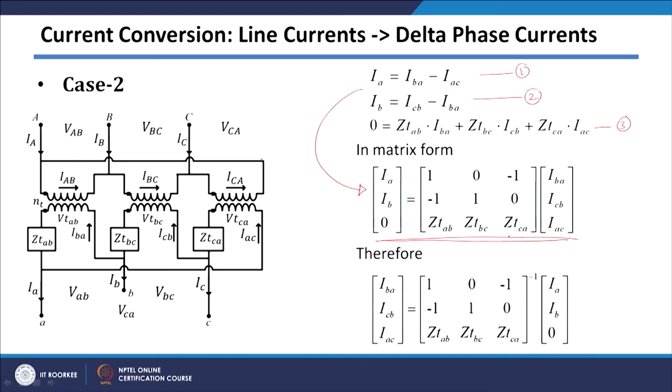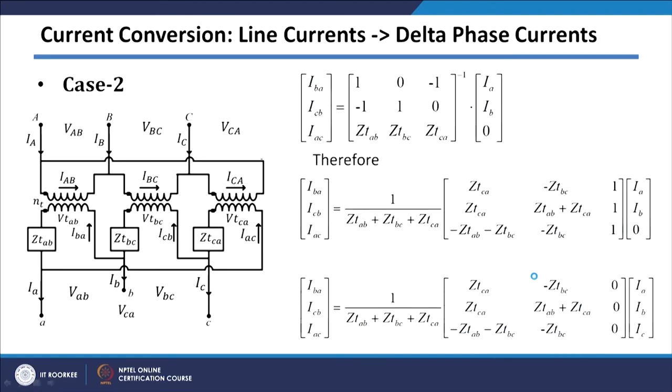Then I can take the inverse of this matrix and multiply it to this side. I will get this matrix, which is the delta phase currents, and these are the line currents. So, to get the delta phase currents, I need to take the inverse of this matrix, and the inverse of this matrix can be calculated, which comes to this one. So, this is the inverse here.